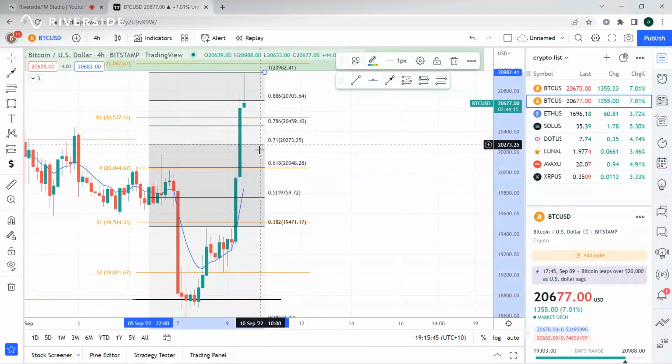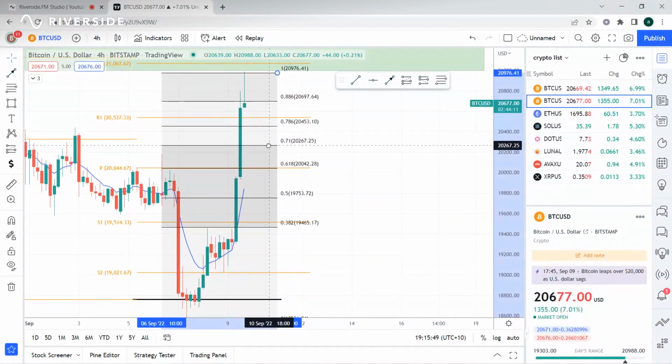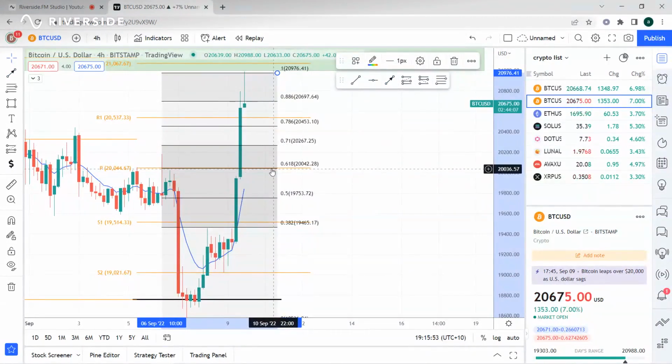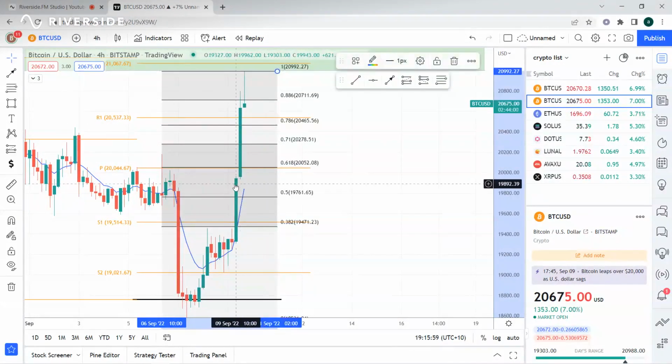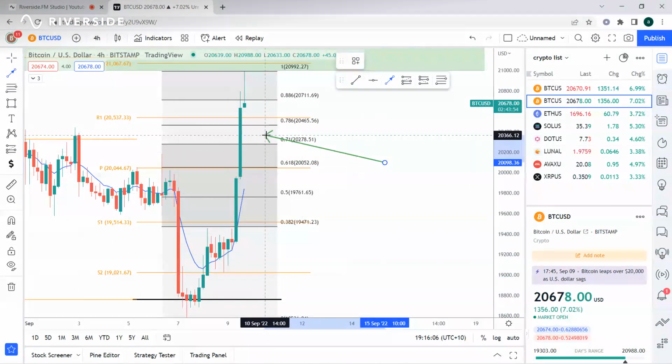Because look at this, on this exact line here, this pivot line right here, is a 0.618. It's a 0.618 directly on this pivot line. So what we're basically looking for here is it to probably come back down to this area. And if we see a strong push to the upside, I'll be hopping in.